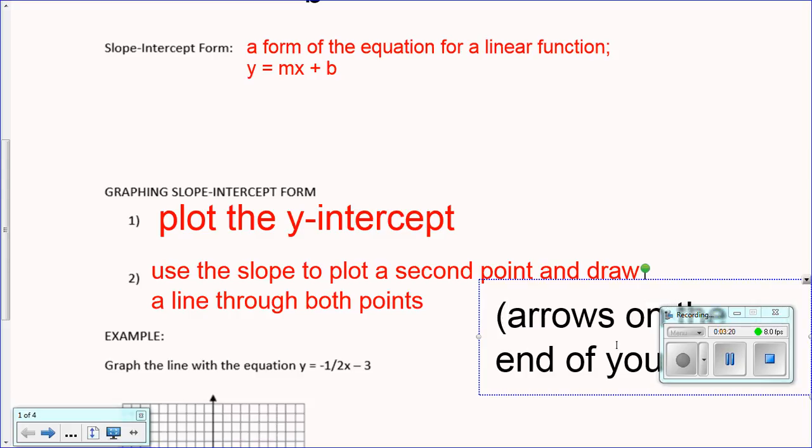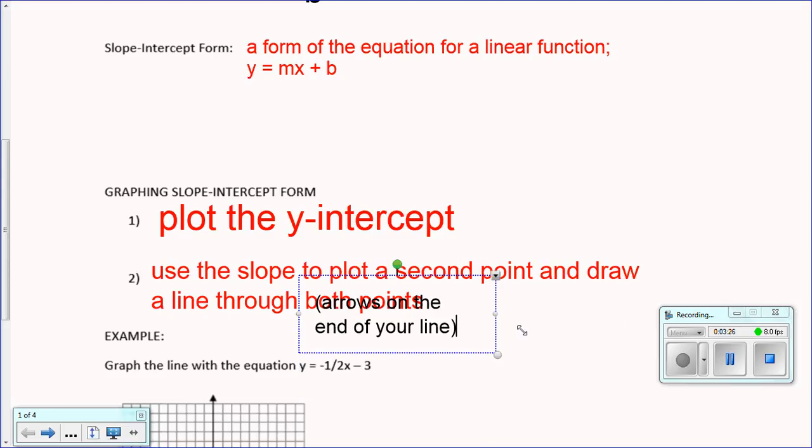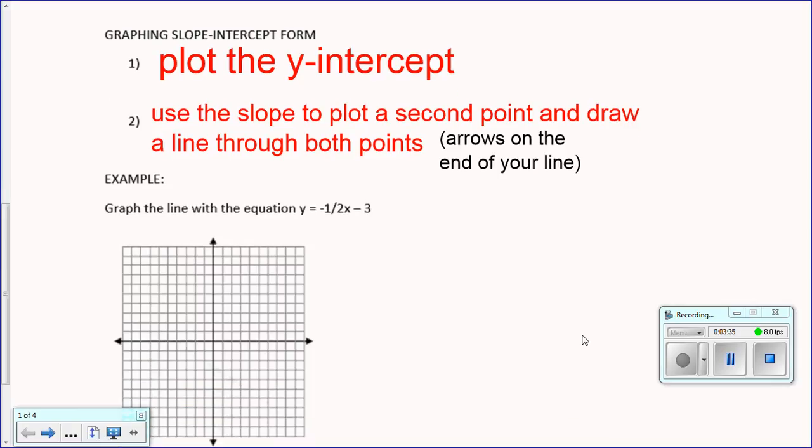Okay? So, I know I'm adding stuff in because I keep forgetting it, and I think it's important information that you guys have. I can tell you in class, but this way you understand it. So just put arrows on the end of your line. Okay? So here's our example.